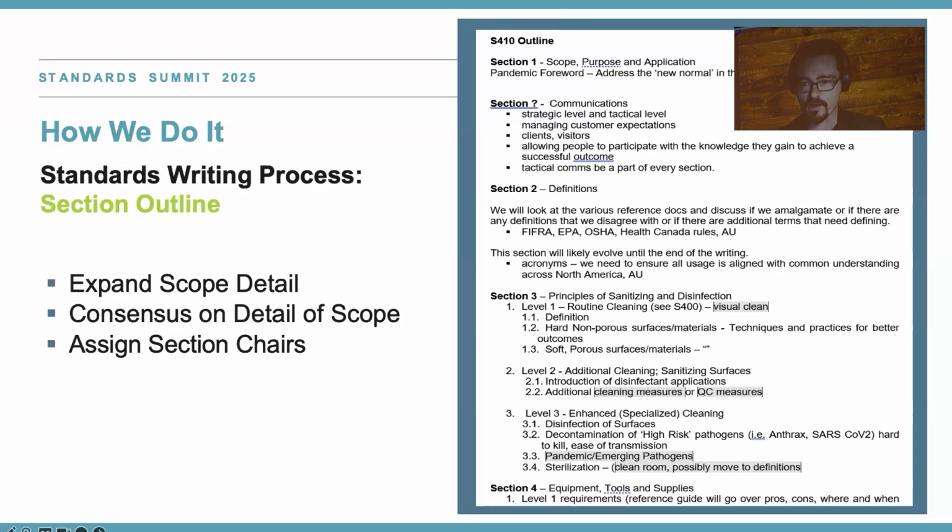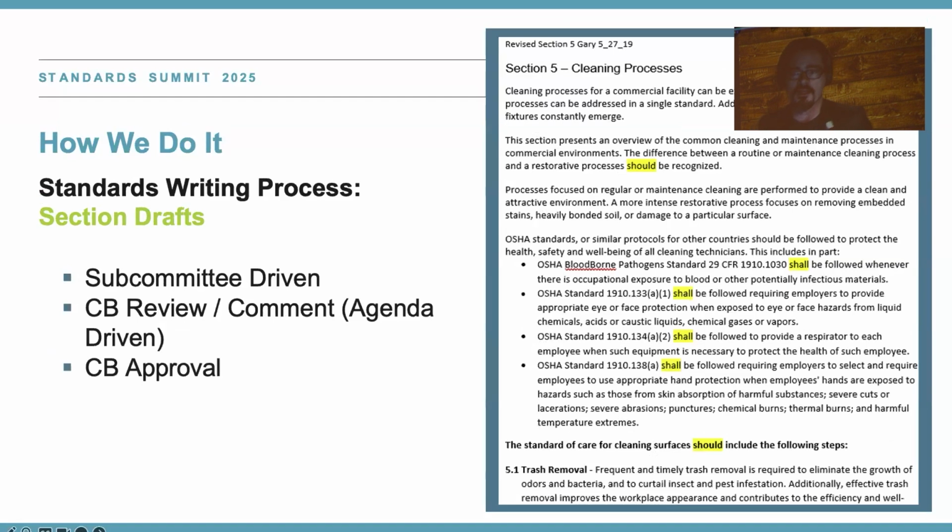If you'll advance one more slide for me. Then we get into the third pillar, or bucket, rather, of the standard development process for new standards, and that's the section drafts themselves. Again, this is subcommittee driven, and my advisement to our consensus bodies that are working with new standards is really push that content development down into the subcommittee level wherever possible and wherever practical. Then have the consensus body be the consensus part of that process, right?